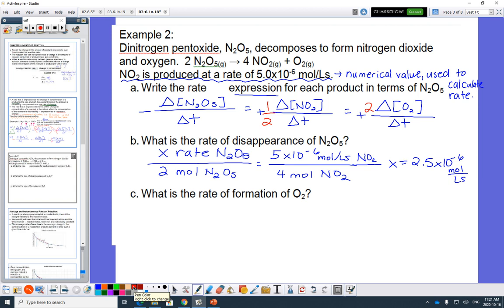Whatever they give you for units, so if it's moles per liter second, moles per liter minute, whatever, just use that. Make sure you have units. Most of the time it is going to be seconds, not minutes, but just in case.